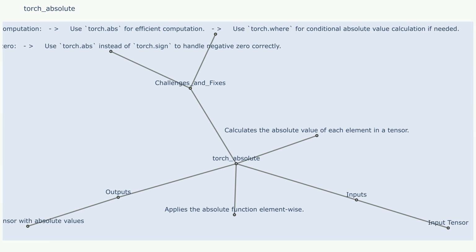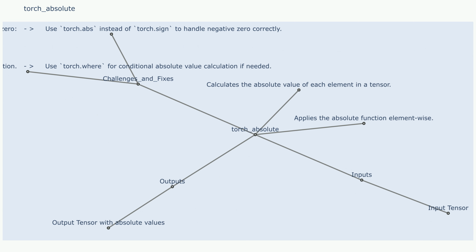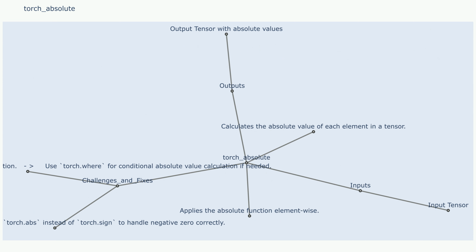Challenge 2: input tensor contains both positive and negative values. Sample use case: torch.abs(torch.tensor([2, 3, -1, 5])). Fixes: all negative values will be converted to their positive counterparts.